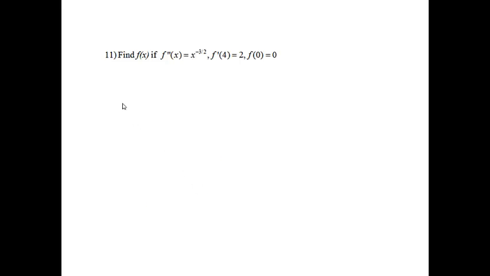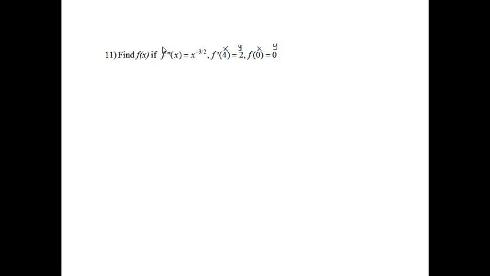Okay, find f of x if the second derivative is equal to x to the negative 3 halves, f prime of 4 equals 2, and f of 0 equals 0. Before I start this, let's point out that the 4 is an x, the 2 is a y, the 0 is an x, the 0 is a y. All right, I need to get back to the original function.